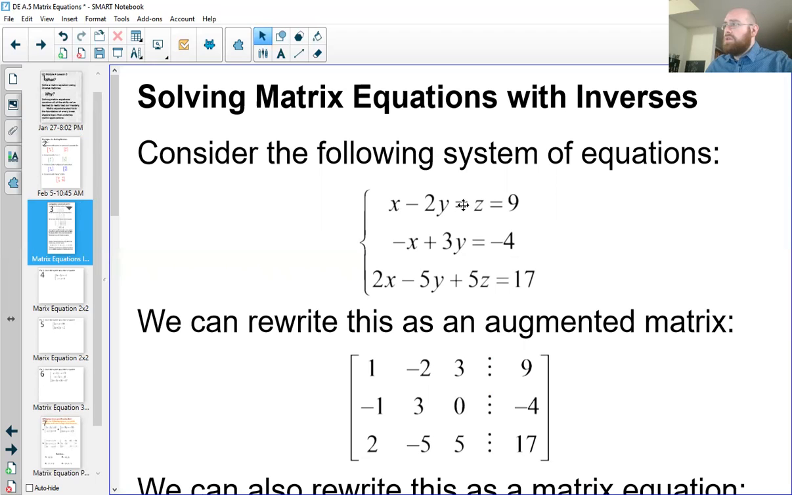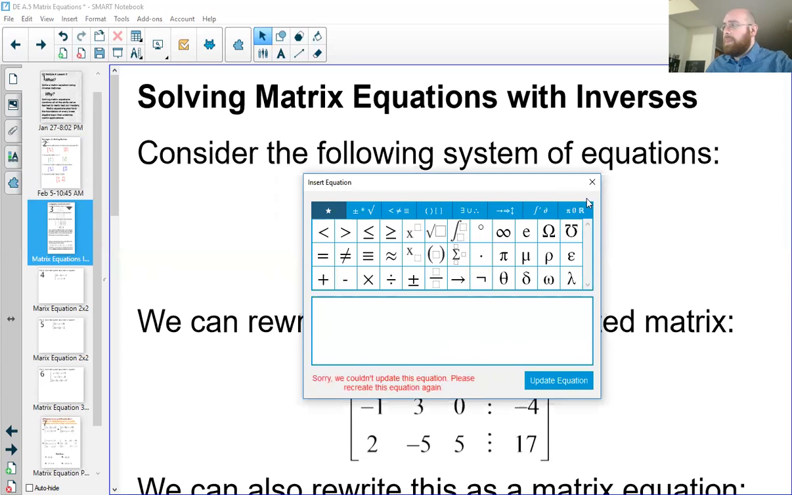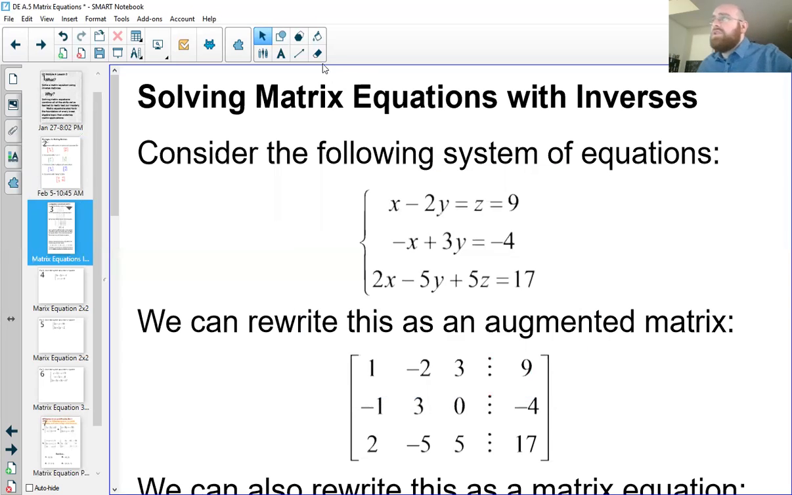Let's see if I can change this. I cannot. Okay, so point being, there is a mistake here and I shall fix it. So this should really be a plus 3z. Equations shouldn't have multiple equal signs. So x minus 2y plus 3 times z equals 9.